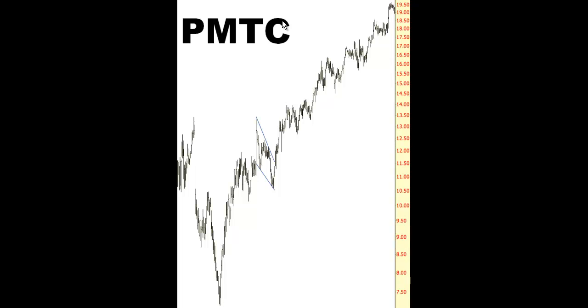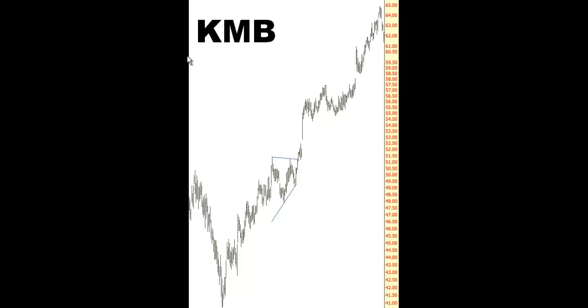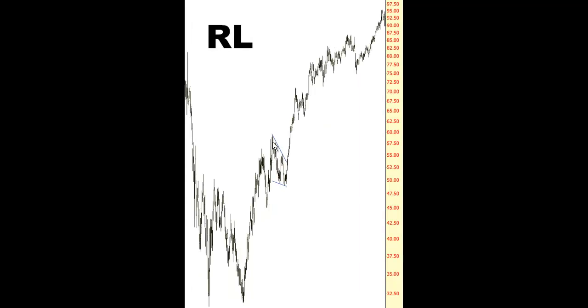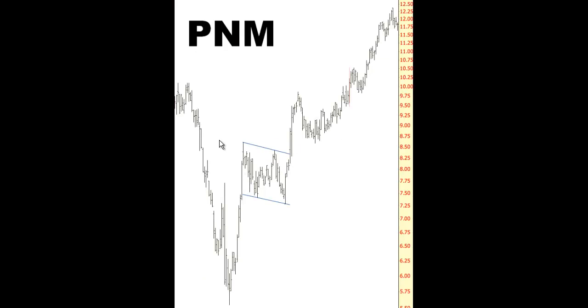PMTC, another very fine example. These, as you can see, are all generally bullish charts with counter moves in the pennant. HBI. KMB, here's our pennant right there. RL, very, very clean, both mast and pennant on this one. Another one, MDT, Medtronic, if memory serves. And that brings us back to our beginning.